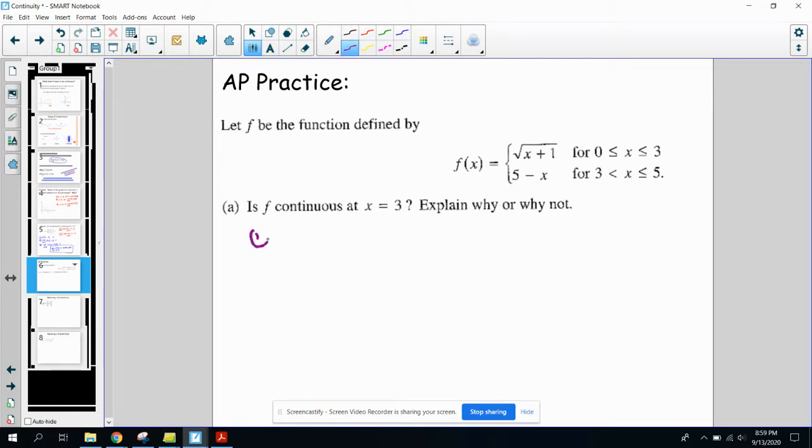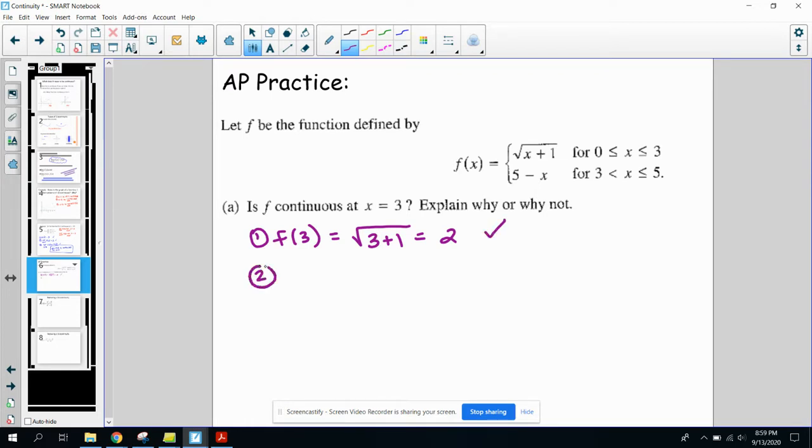I'm always going to start with number 1. You can kind of do them in any order, I guess. I always check if it's defined first. So I want to check f of 3. Is f of 3 defined? I'm going to look at my piecewise function. When x is equal to 3, we're going to use this top function because that's where it's including 3. So I'm going to plug in 3 into the square root of x plus 1. So 3 plus 1, I get the square root of 4, which is 2. So that does exist. Check.